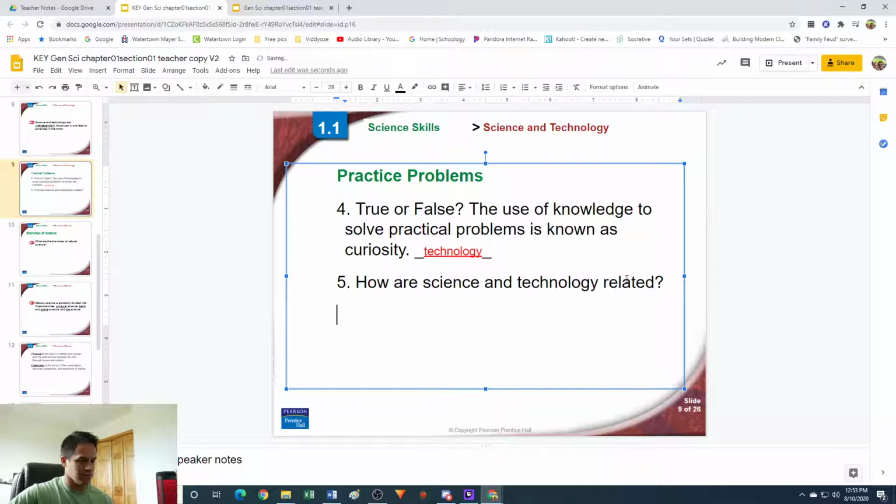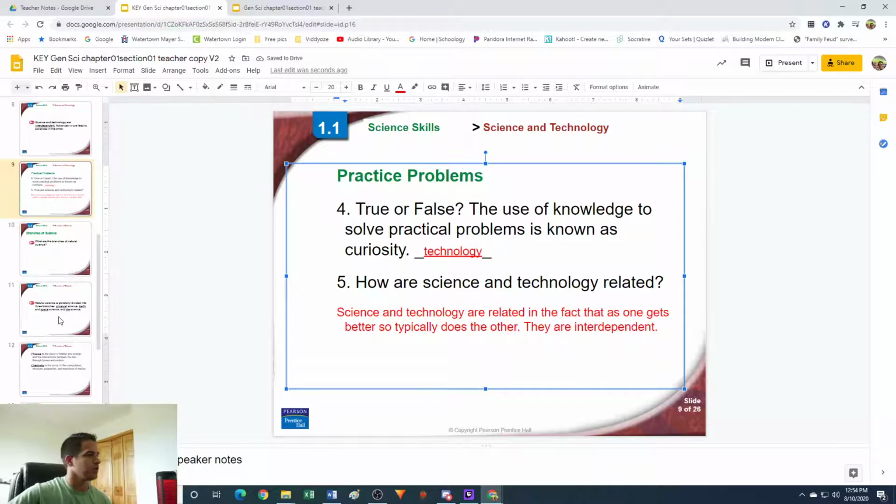All right, number 5, how are science and technology related? So science and technology are interdependent on each other. So basically what that means is that as science gets better, technology gets better, or as technology gets better, science gets better. Okay, they go hand in hand. So you can say that science and technology are related in the fact that as one gets better, so typically does the other. They are interdependent. All right, cool.